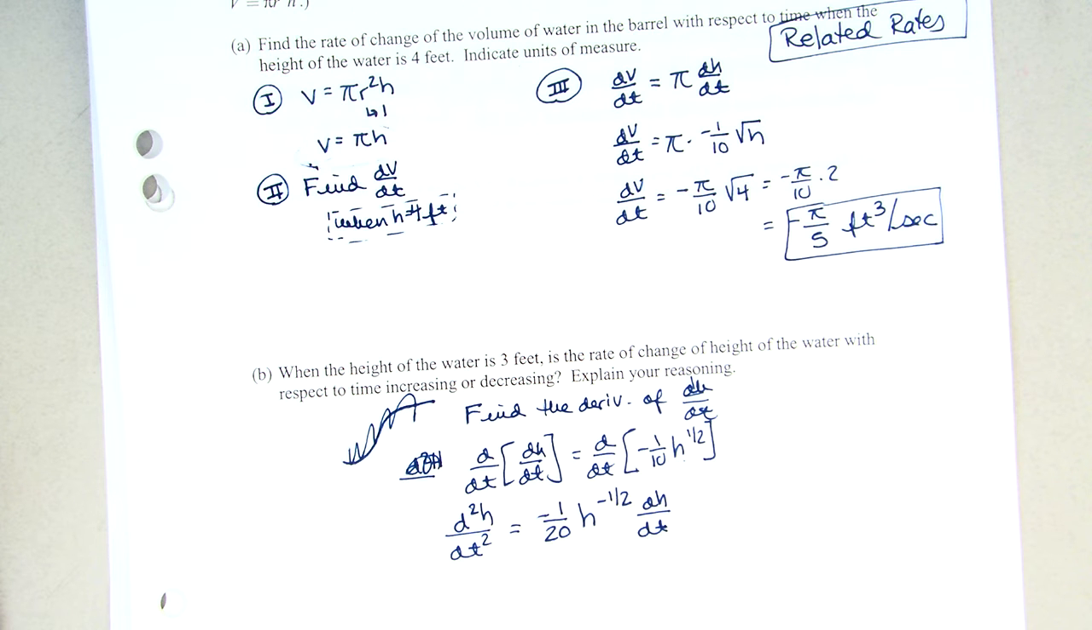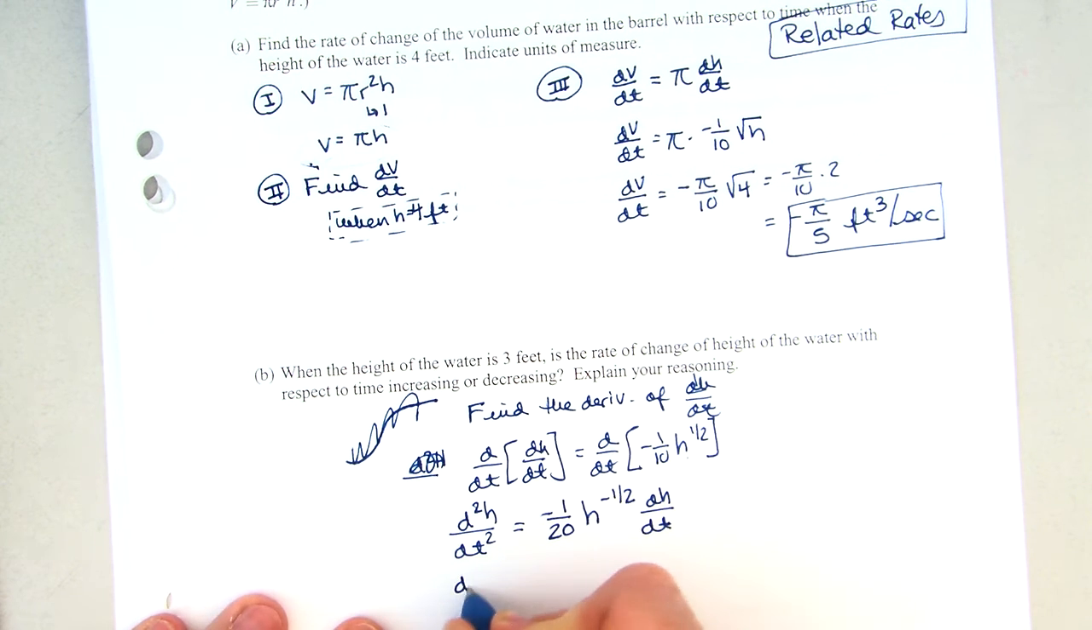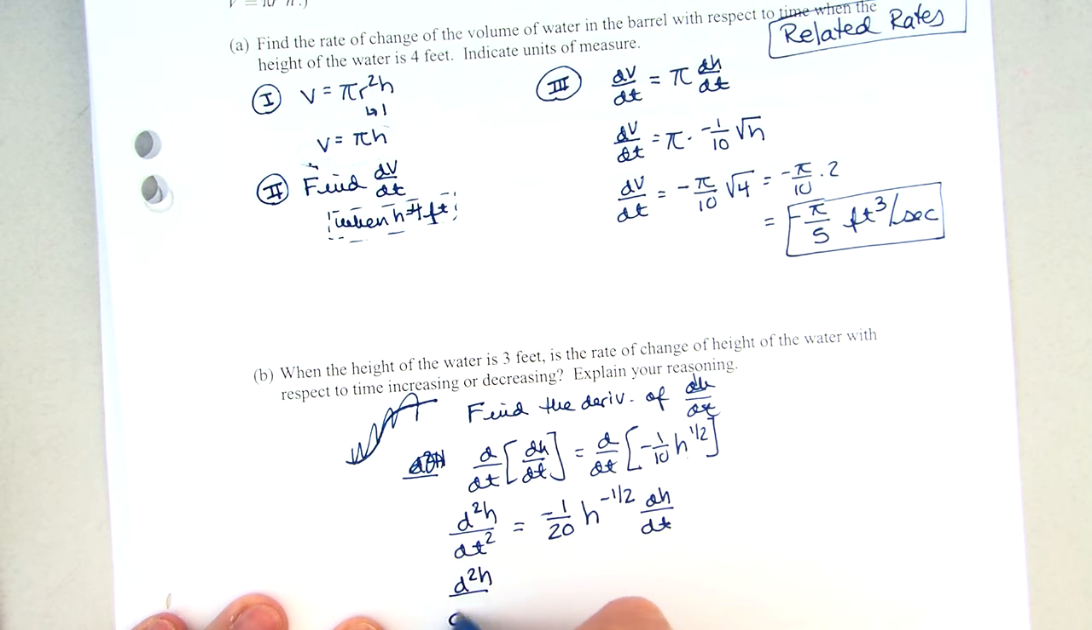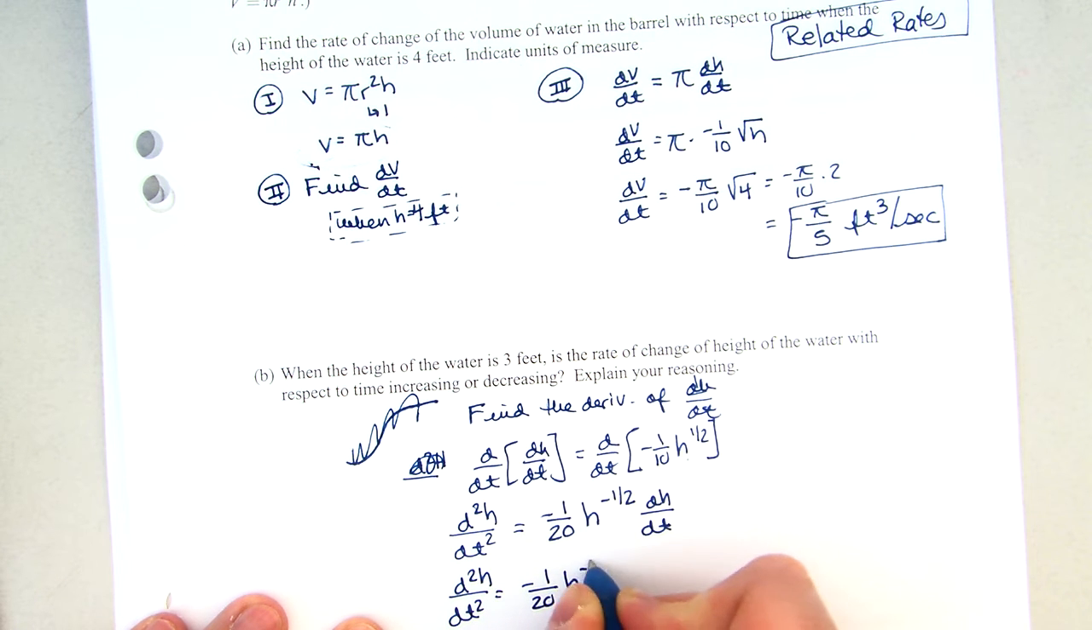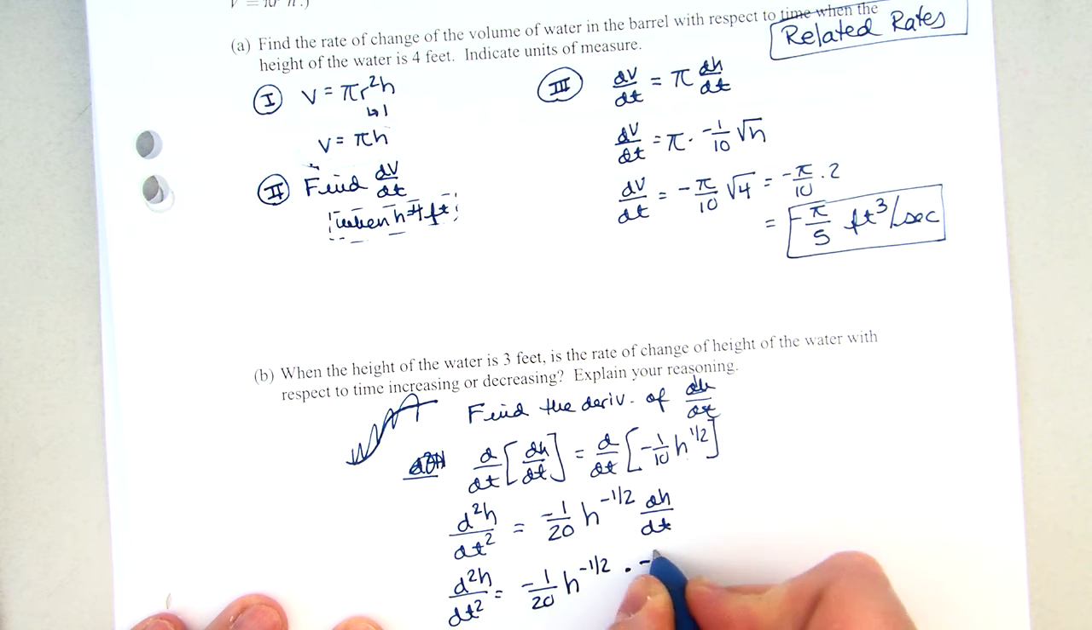So you know dH/dt. This is the same trick we saw in that first problem. Why don't we say d squared h dt squared equals negative 1/20th, h to the negative 1/2. Maybe I should have already moved that.